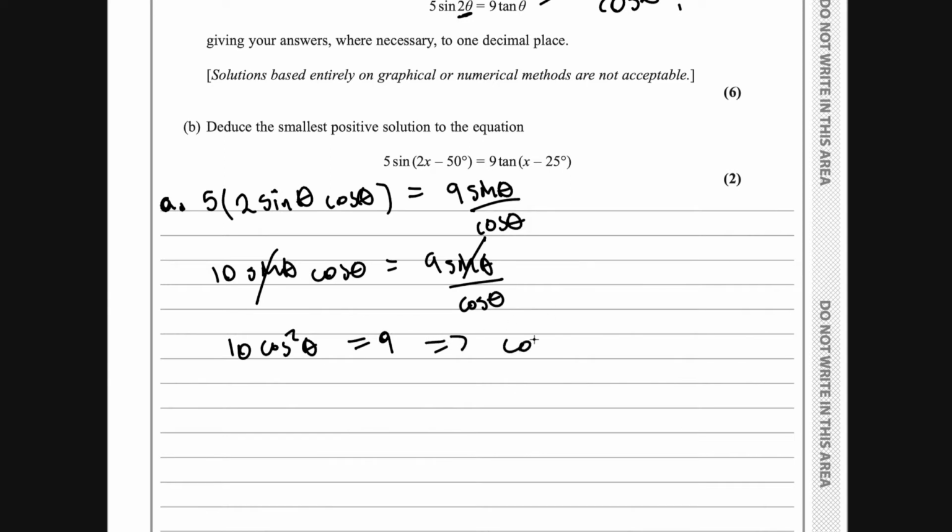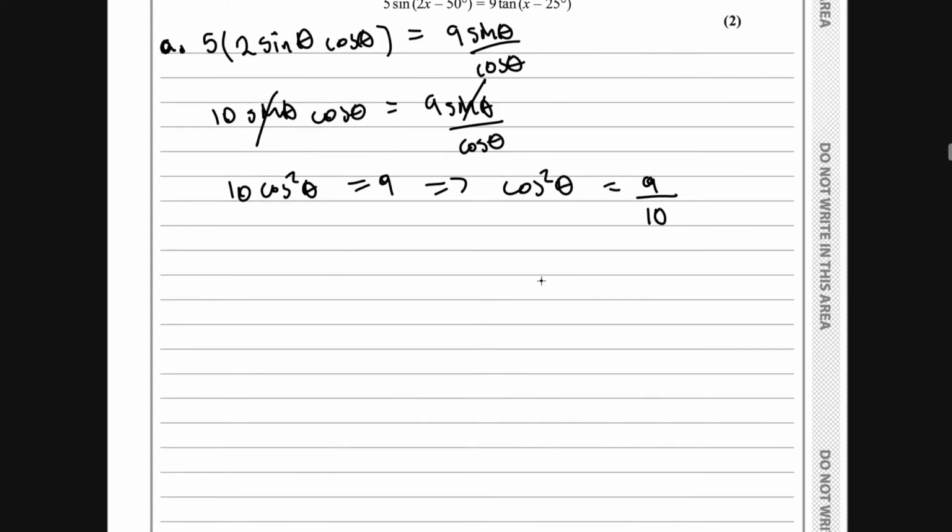And from that we can gather that cos squared theta is equal to 9/10. And now what we really need to do is try and find this theta term on its own. So I'm just going to square root cos squared theta. So what you get is just cos theta, and that's going to equal plus and minus root 9 over 10. And remember that plus or minus, because that is the key to being able to obtain all the solutions to the equation between minus 180 degrees and positive 180 degrees.